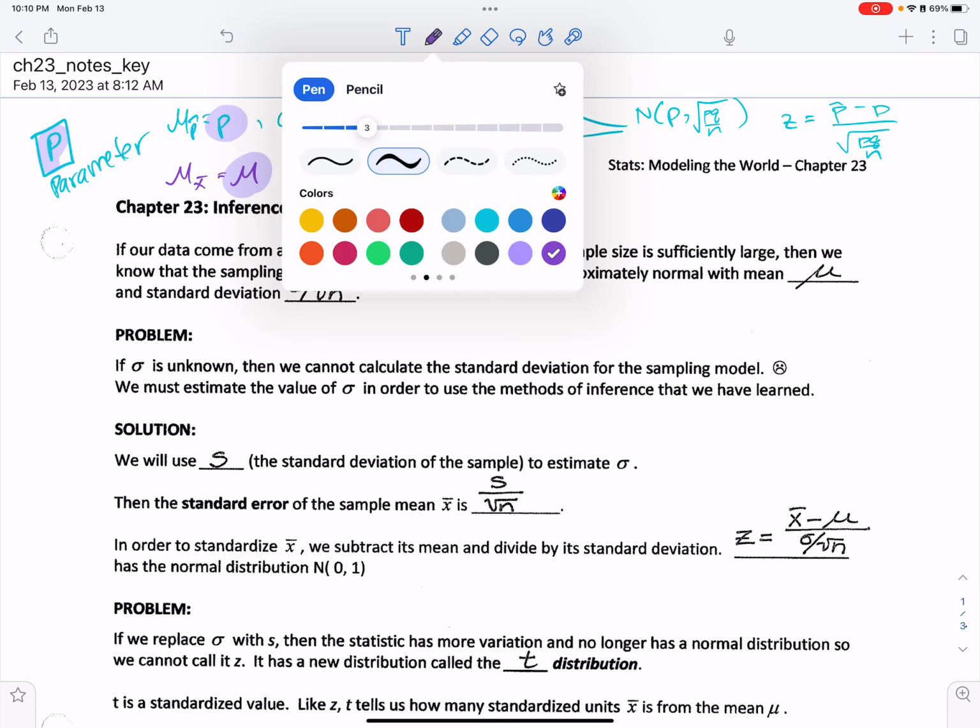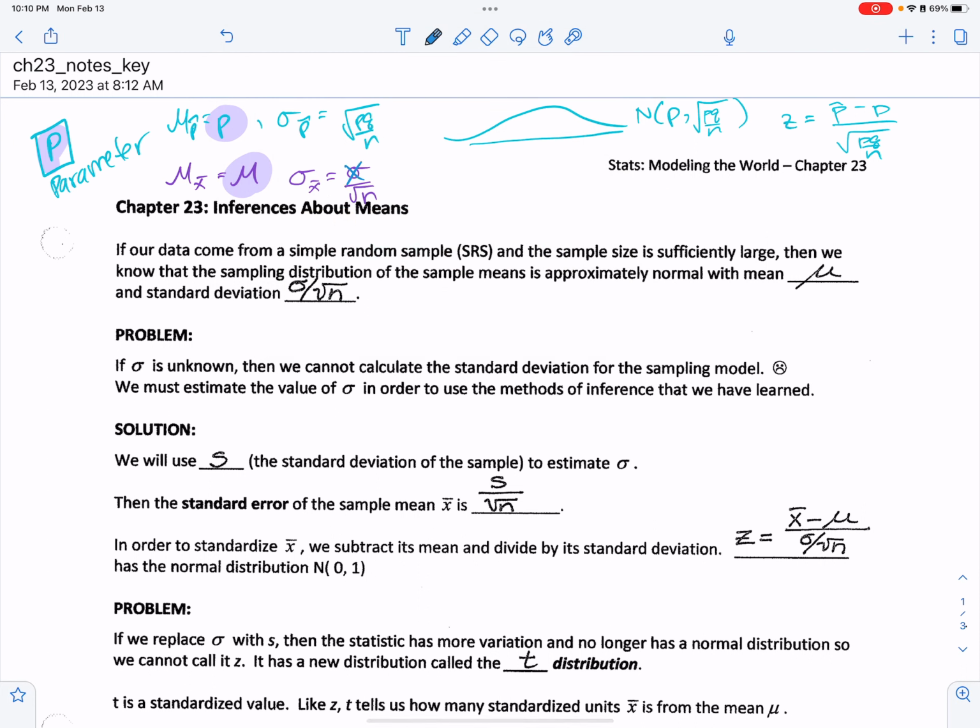But I have a small problem. I can't do standard deviation because I don't know it. So I'm going to use S, which is my sample standard deviation. But the problem is I can't do a normal model. So I do something that's similar to a normal model, and that's called my T distribution. And I'll tell you in just a second, but it's T with n minus 1 degrees of freedom that is my model.